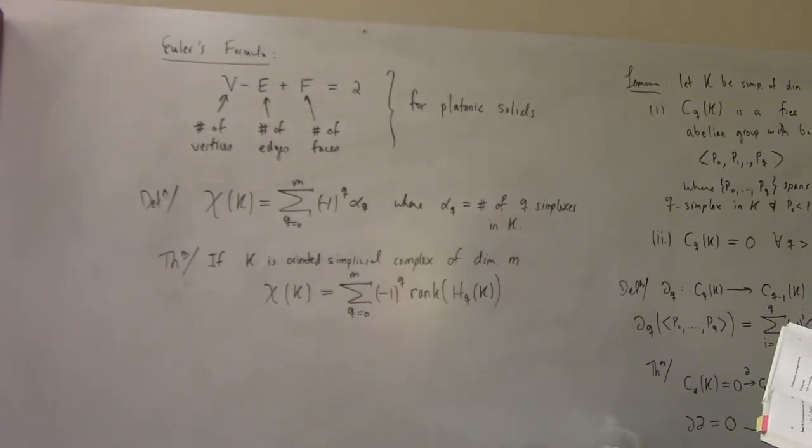What's the key thing here? How does he convert, how does he change from the number of q simplexes to the rank of the homology group, I guess, is my main question in this proof. He relates them both to the ranks of the cycles and the boundaries.